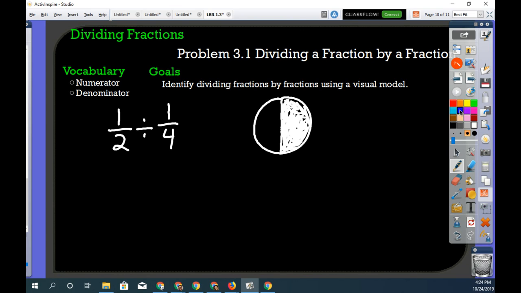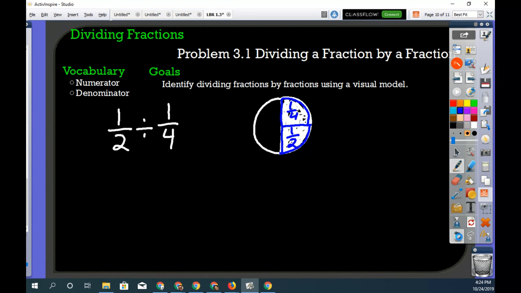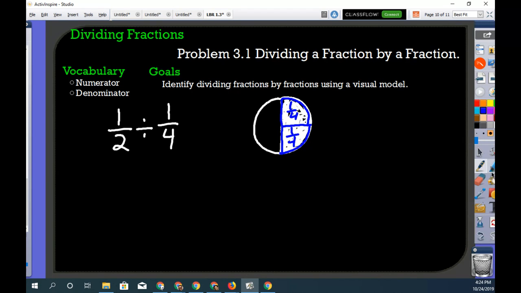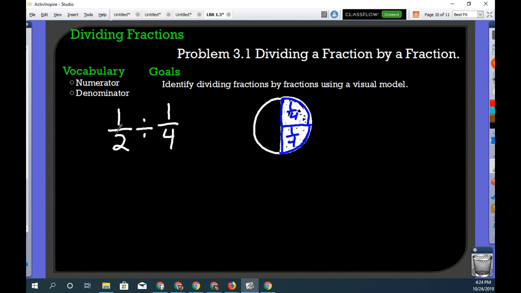And this one's pretty easy to see. We can see that I can fit in 1/4 here. That is 1/4. And I can fit in a 1/4 here. 1/4 here. So to answer the question, how many times can 1/4 fit into 1/2? Or how many times can I divide 1/2 into pieces that are the size 1/4? My answer would be 2.